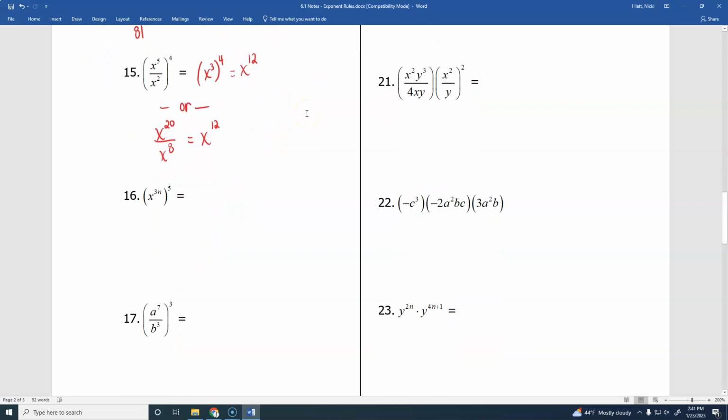Oh my, 16. They're really throwing a wrench in here. All right, what do you think? Perfect. That's all you're doing. You're still just multiplying those exponents together. 3n times 5 is 15n. So even when they throw variables in there, you're still just following those rules, right? If you have a power to a power, you multiply those exponents.